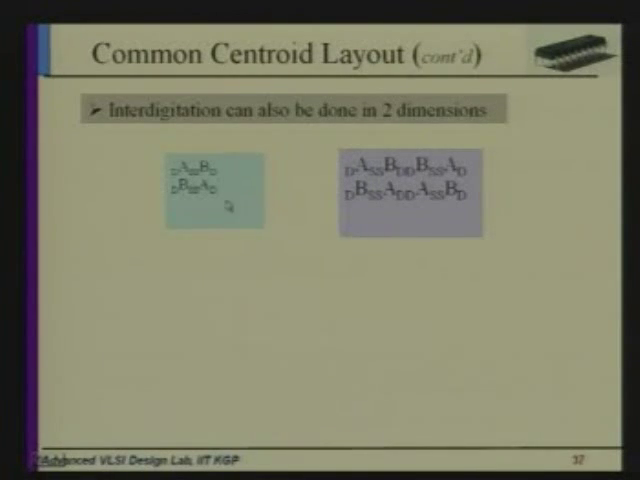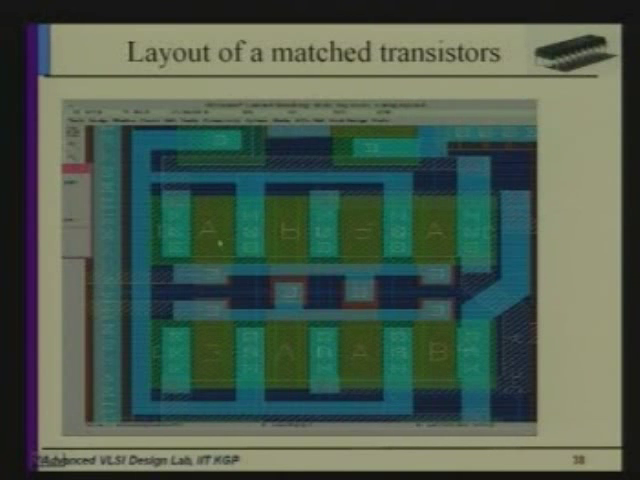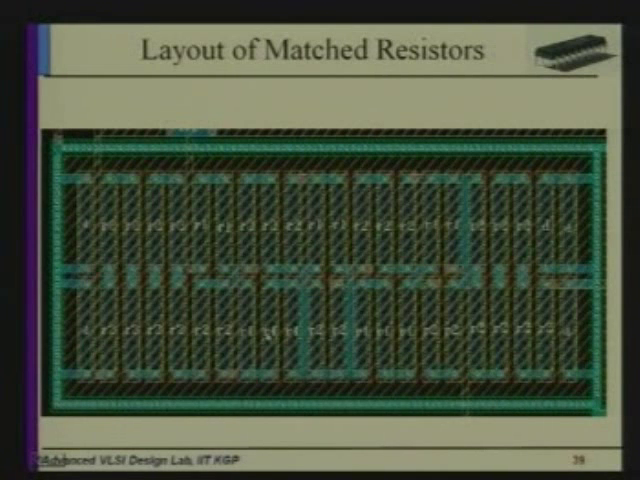The different thing: if you have more number of fingers, you can do something like this. A common centroid layout for the resistance. The common centroid layout for the MOS: this is B, this is B, this is A, this is A, this is A, this is A, this is B, this is B. This is for the resistance.